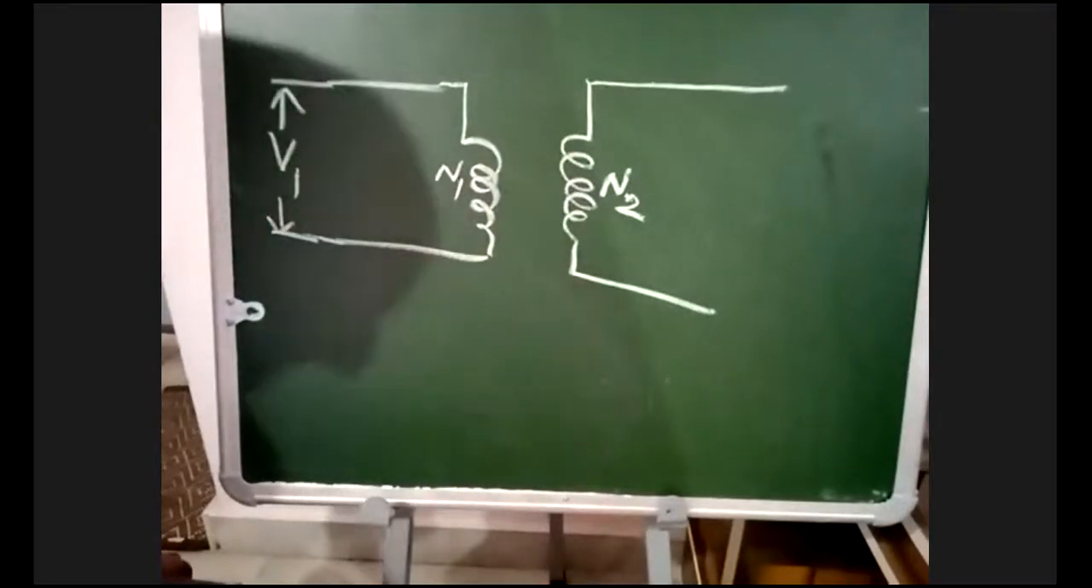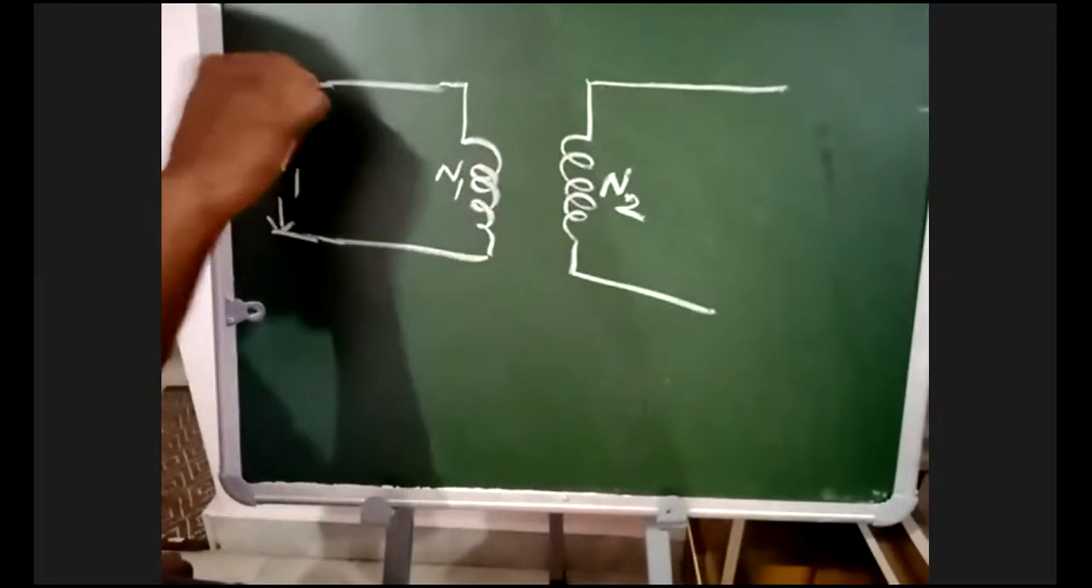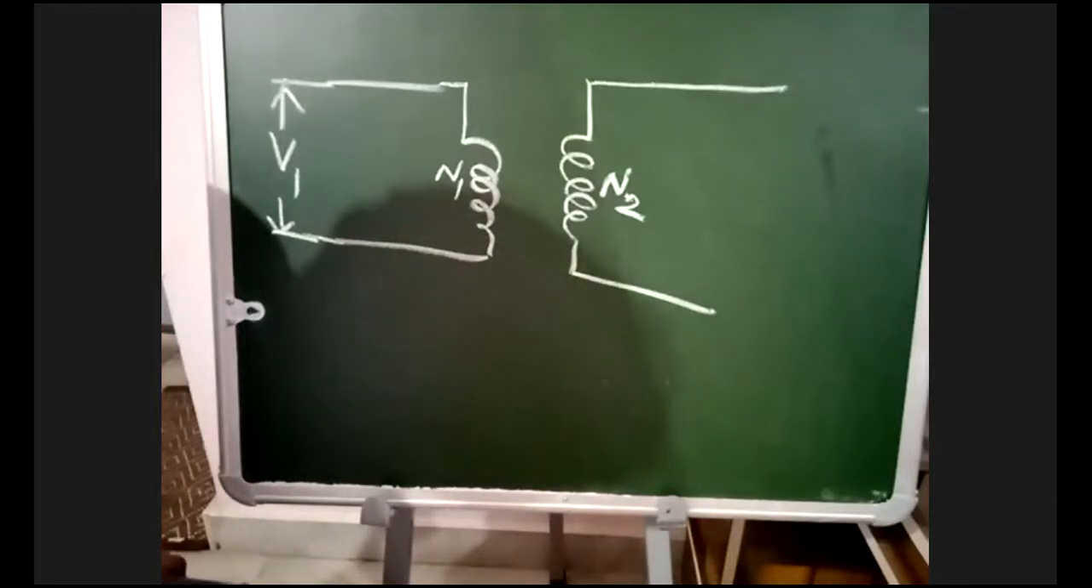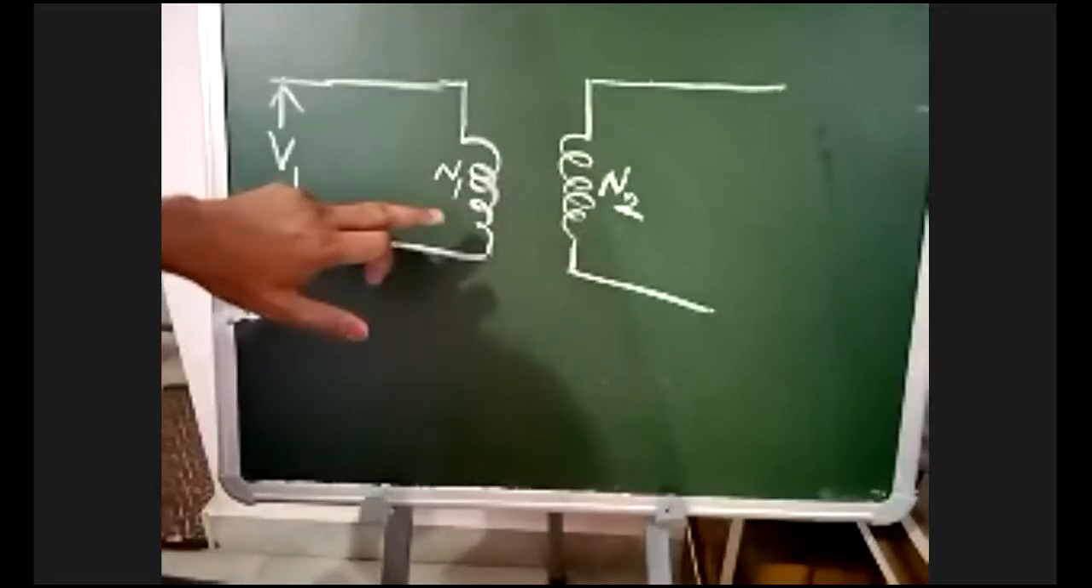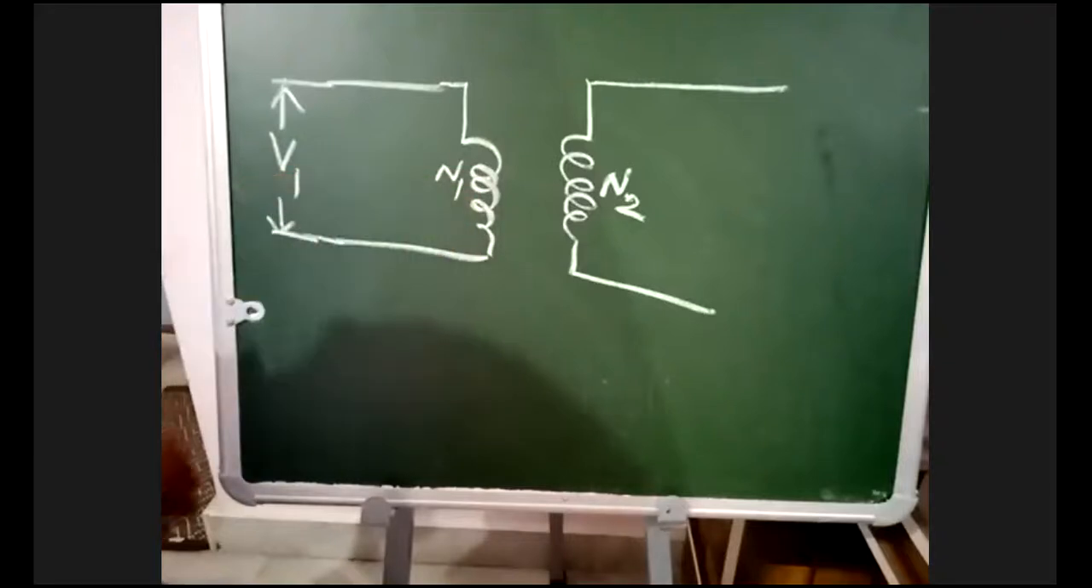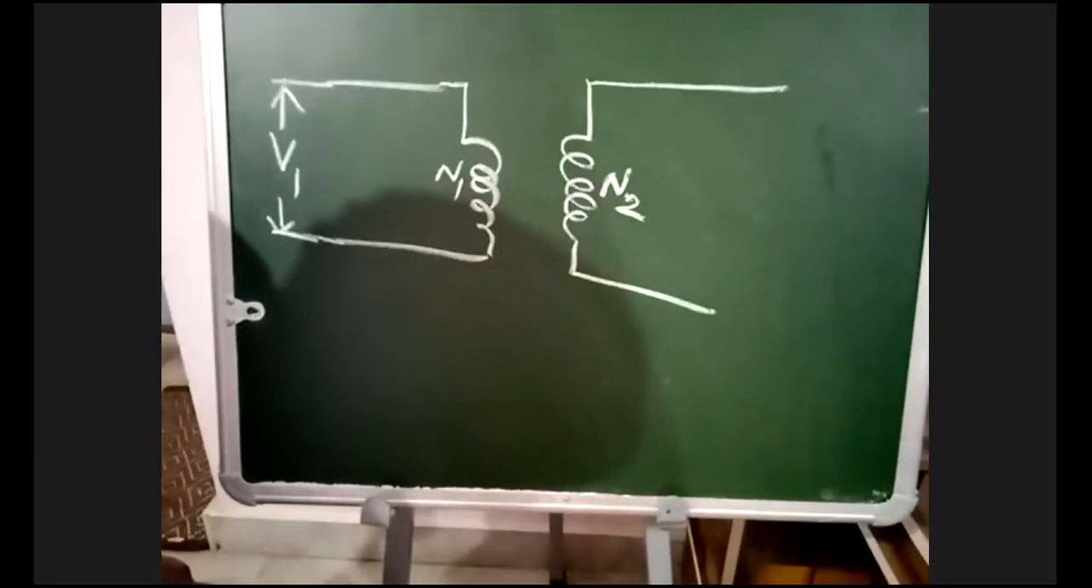Listen here. V1 is the supply voltage, right? V1 is the supply voltage. What is N1? Primary winding. N1 is the number of turns in the primary winding. This is the primary winding. N1 is the right one. N1 is equal to the number of turns in the primary winding.